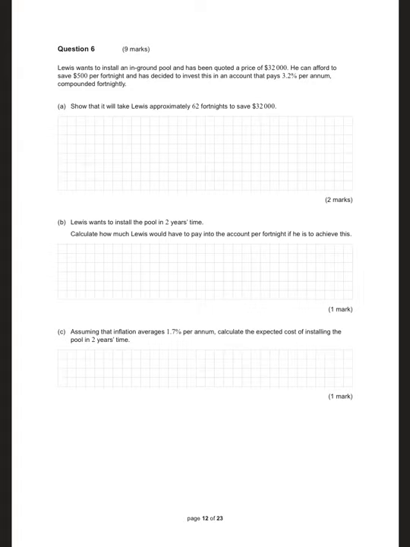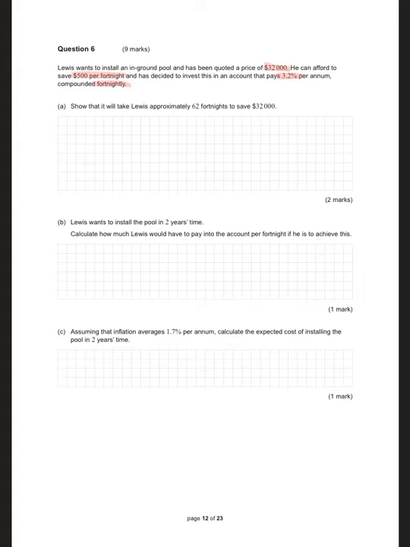Question 6. Lewis wants to install an in-ground pool, quoted 32 grand. He can afford to save 500 per fortnight, deposited into an account of 3.2%, compounded fortnightly. Show that it will take 62 fortnights.